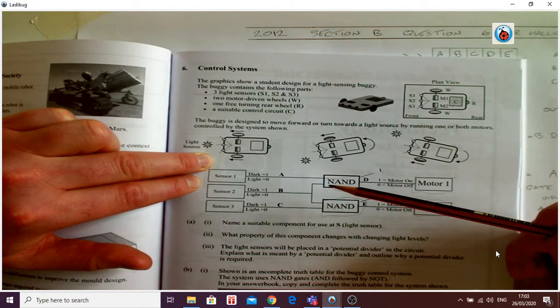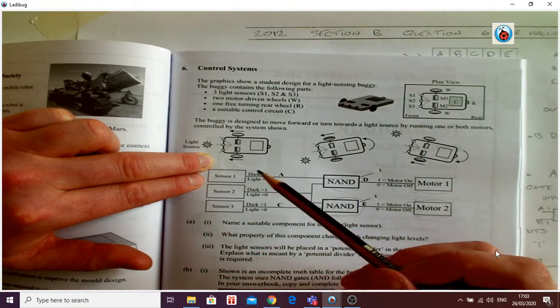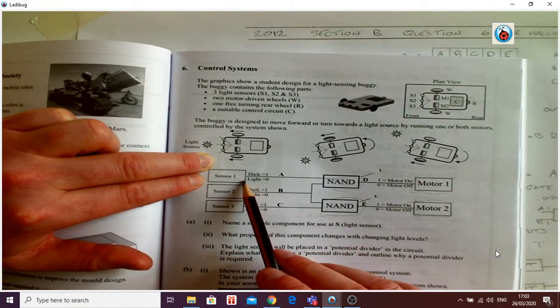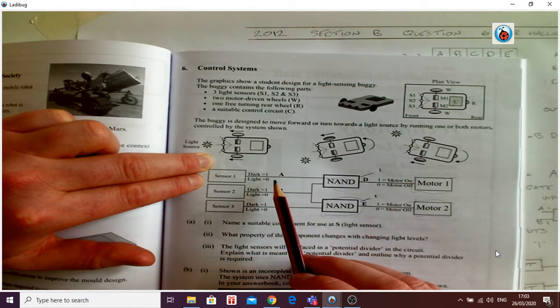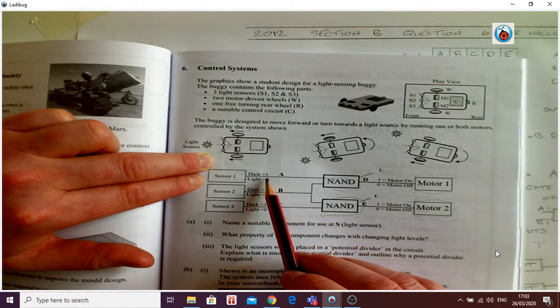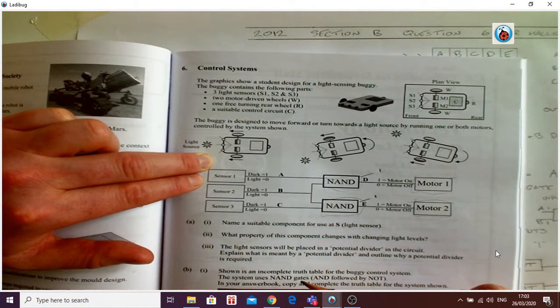Okay, when sensor 1 is in darkness, you get a 1. When sensor 1 is in light, i.e. when the light is on over here, that's when we get a 0. Okay, so we'll just have a look at that there for a second and we'll get back to it.